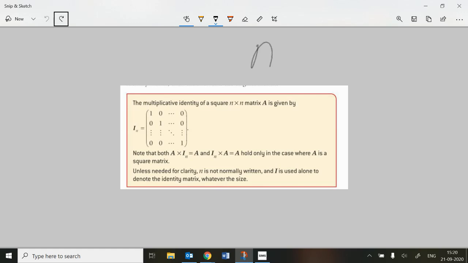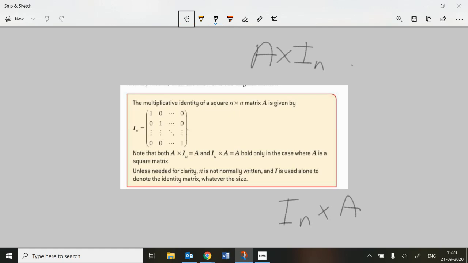Okay, and it doesn't matter if you do A times I_n or if you do I_n times A, so long as the multiplication is possible. In other words, here we're already talking about n columns and n rows in this one. Yeah, that's right. And in this one, we've got n rows and n columns here. So long as you've got that, then these things should work.